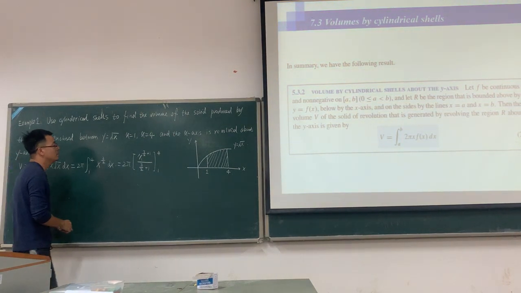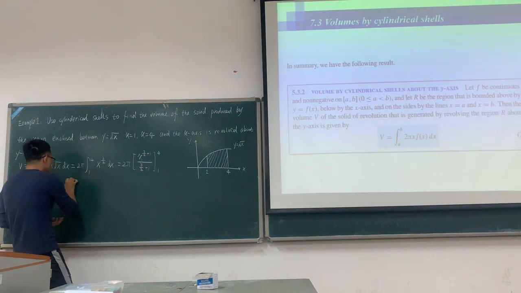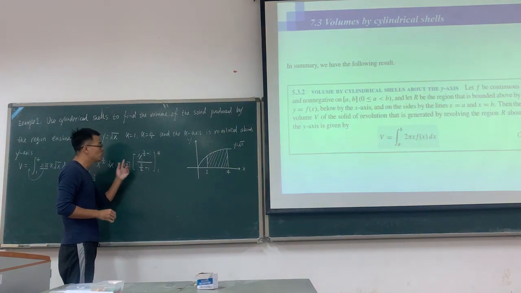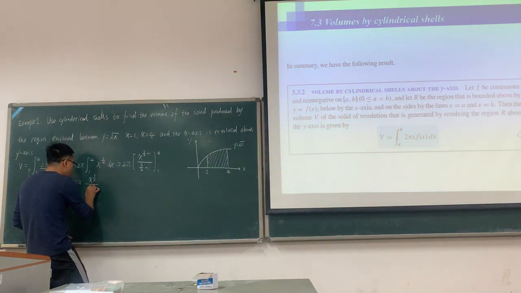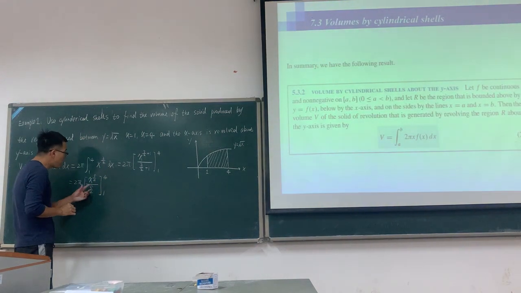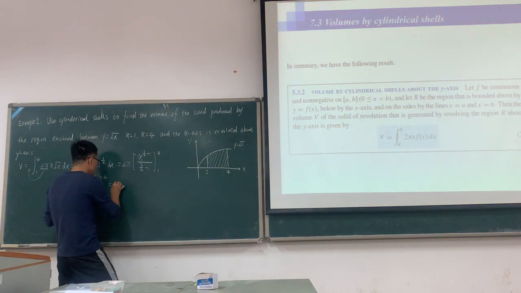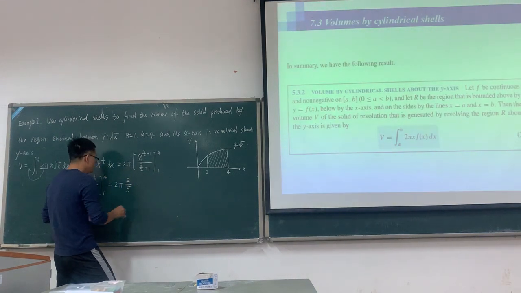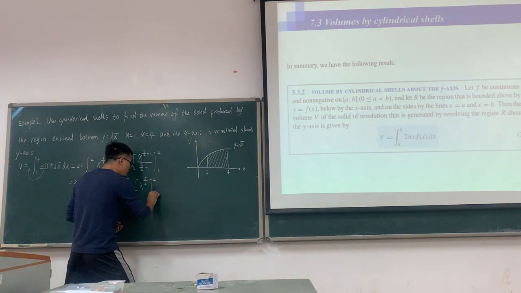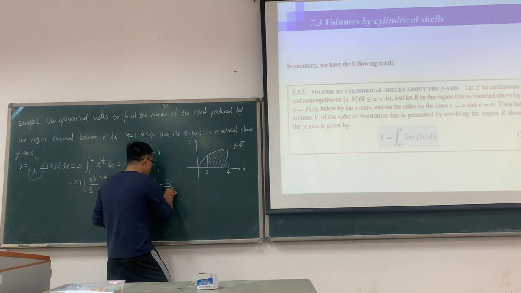Now we can compute it. 3/2 plus 1 is 5/2, so it is 2 pi times 2/5, times x to the 5/2, evaluated at 4 minus evaluated at 1. So here it is 4 pi over 5.